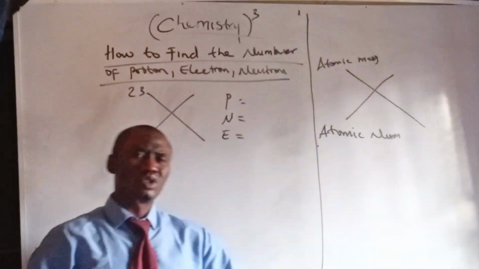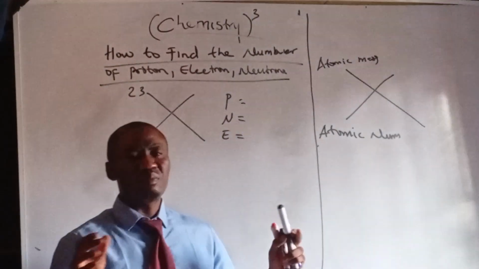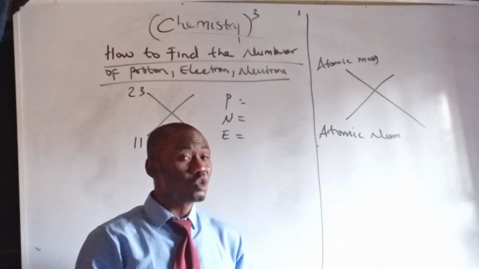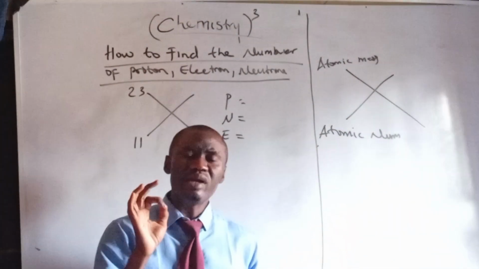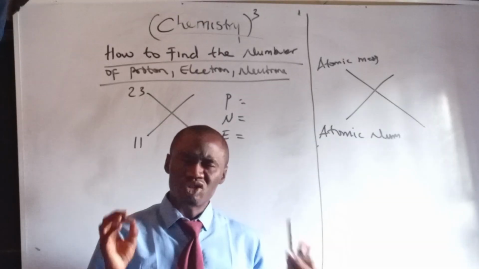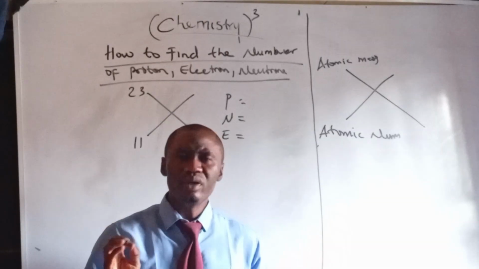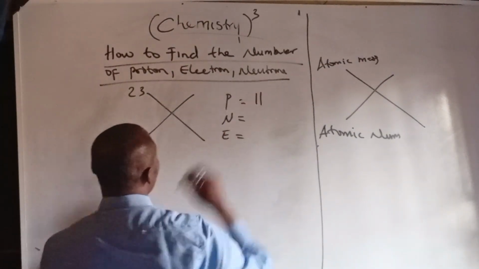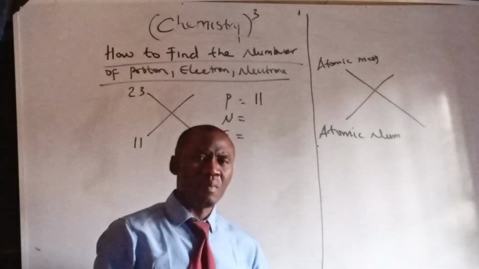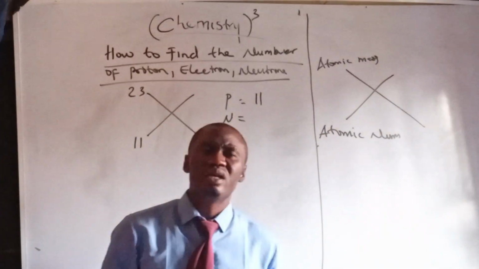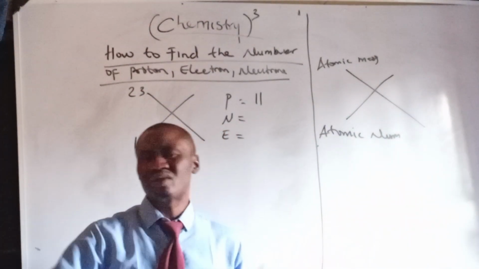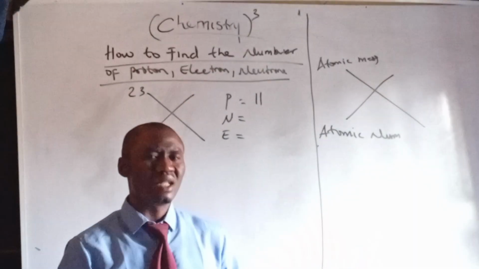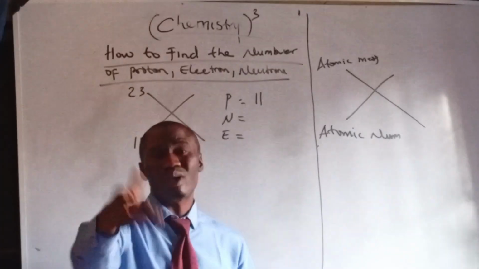Now, what is a proton? A proton is simply the positive charge in the nucleus of an atom. Now we know that the atomic number is the number of protons only in the nucleus of an atom. So the atomic number and proton number are the same thing, which is 11. The neutron number is found by looking at the mass number. The mass number is the number of protons and neutrons in the nucleus of an atom.